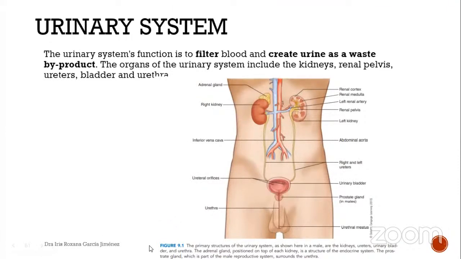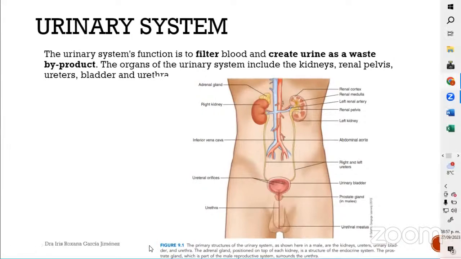Laura Yawita, can you hear me? Yes, I can hear. Can you read this slide, please? Okay. The urinary system's function is to filter blood and create urine as a waste byproduct. The organs of the urinary system include the kidneys, renal pelvis, ureters, bladder, and urethra. Okay, perfect. Thank you.